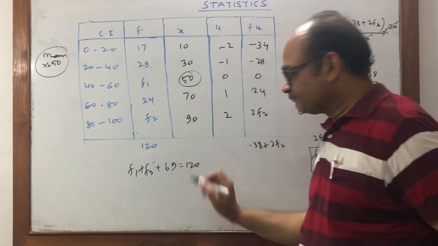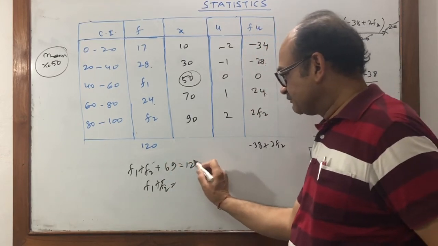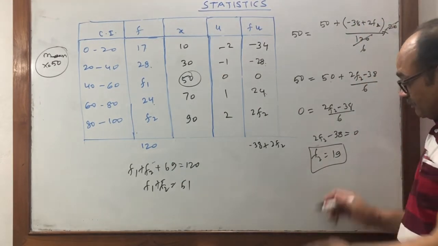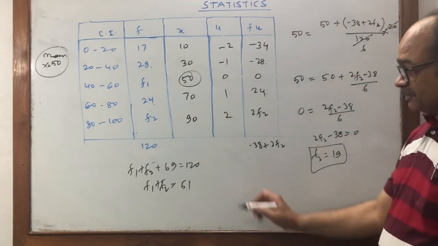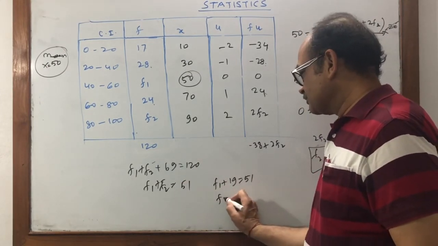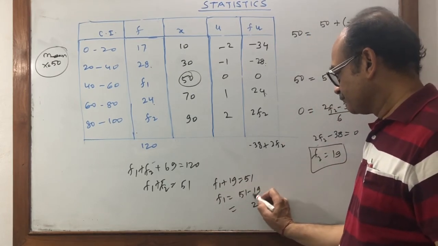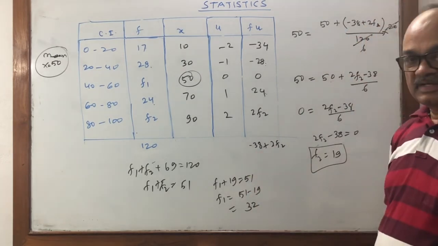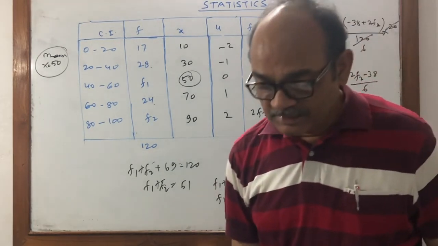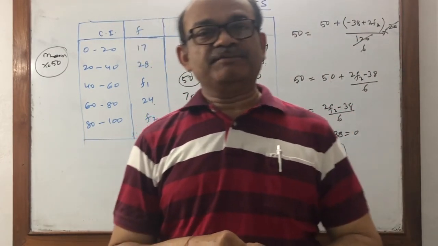nothing but 120. It means F1 plus F2 is what? Shift 69 to this side, 1. F1 plus F2 is 51, but we already have F2 as 19. So put 19 here. F1 plus 19 equals to 51. So F1 is nothing but 51 minus 19, 32. Check it again. F1 and F2. In this way we have completed the very important topic of missing frequencies when mean is given to you.